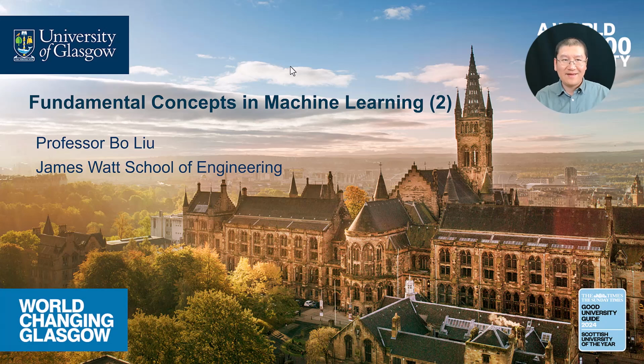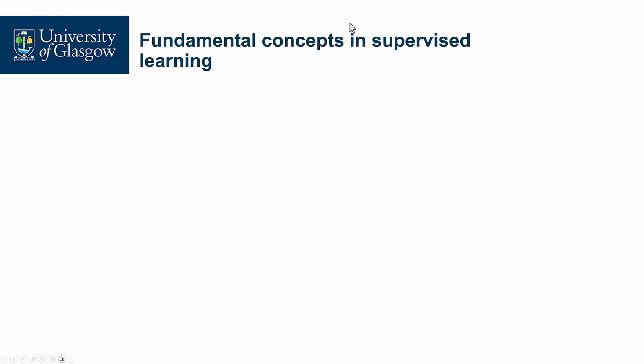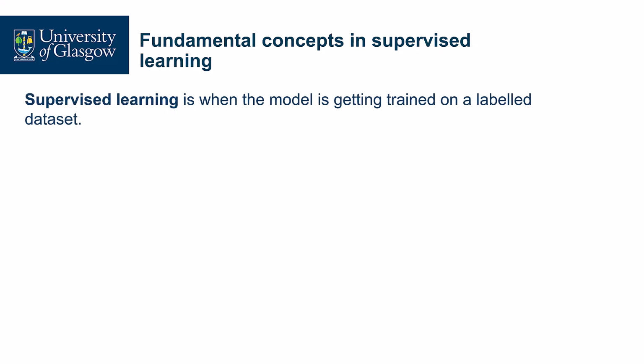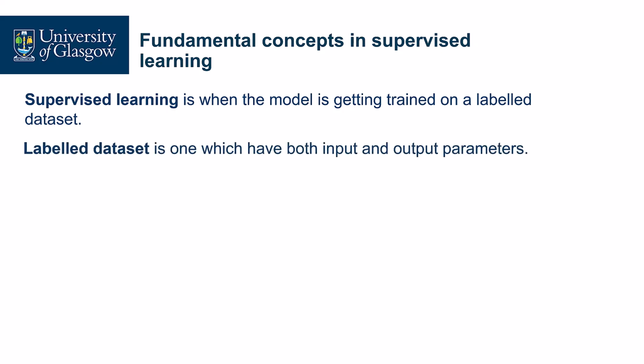Hello everyone. In this session, we will continue to talk about more fundamental concepts in machine learning. In the last session, we talked about supervised learning, right? So we said that in supervised learning, we provide the input and output pairs. So it means that the data set is labeled, right, with both input and output, a labeled data set.